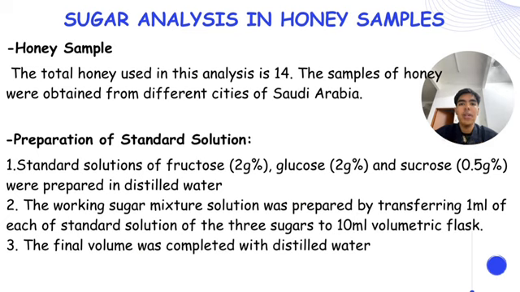Now, we are into the preparation of standard solution. Firstly, standard solutions of 2 g% of fructose, 2 g% of glucose, and 0.5 g% of sucrose were prepared in distilled water. Second, the working sugar mixture solution was prepared by transferring 1 ml of each standard solution of the 3 sugars to a 10 ml volumetric flask. Third, the final volume was completed with distilled water.